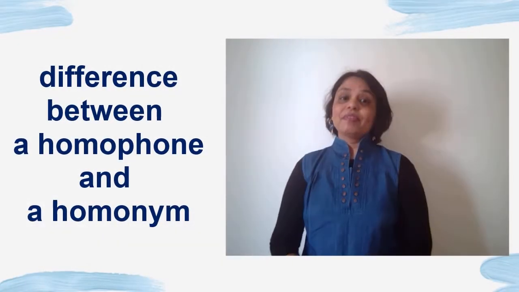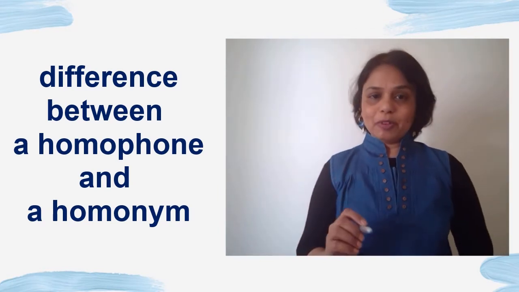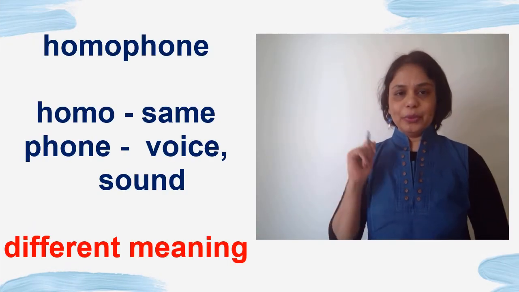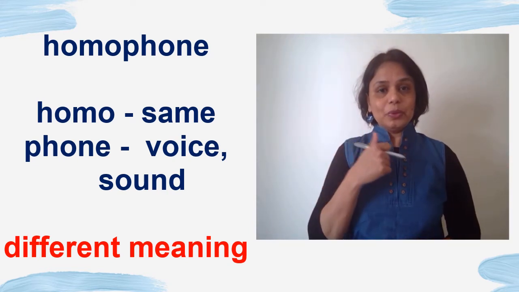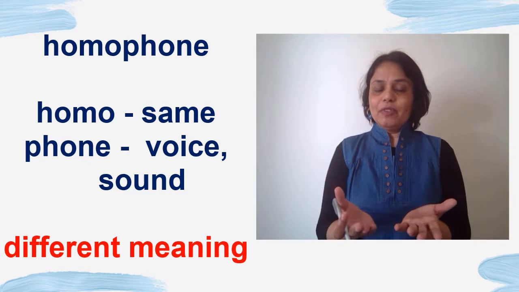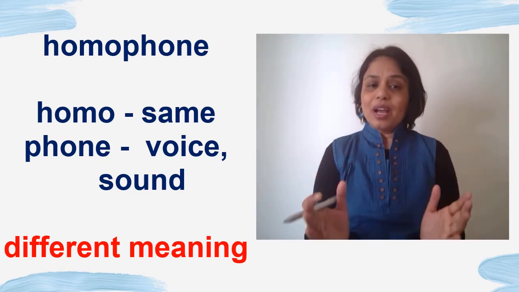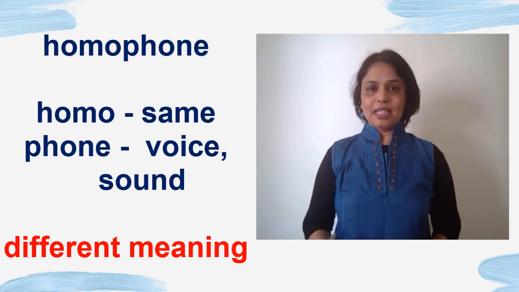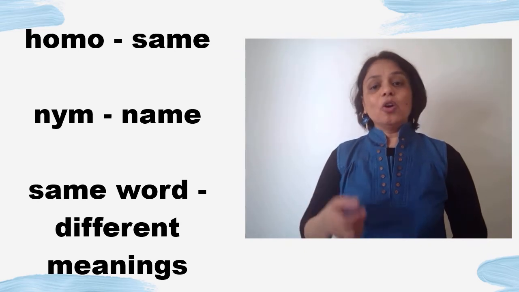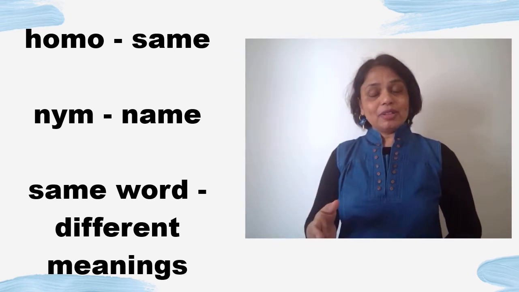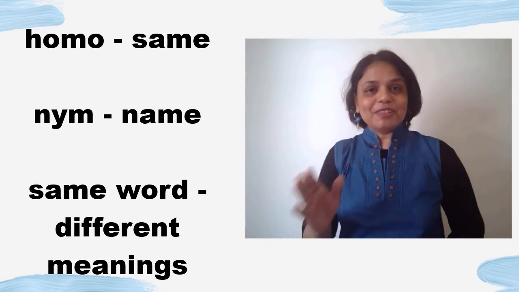So let's go ahead. First of all, what's the difference between a homophone and a homonym? Let's have a look at the words. Homophone. Homo means same. Phone means voice, sound. So the complete meaning of the word is the words which sound alike, but their spellings are different and meanings are different. They are called homophones. So what's a homonym? As I told before, homo means same and nym means name. Homonym, the same name. The same word, but it carries a different meaning.